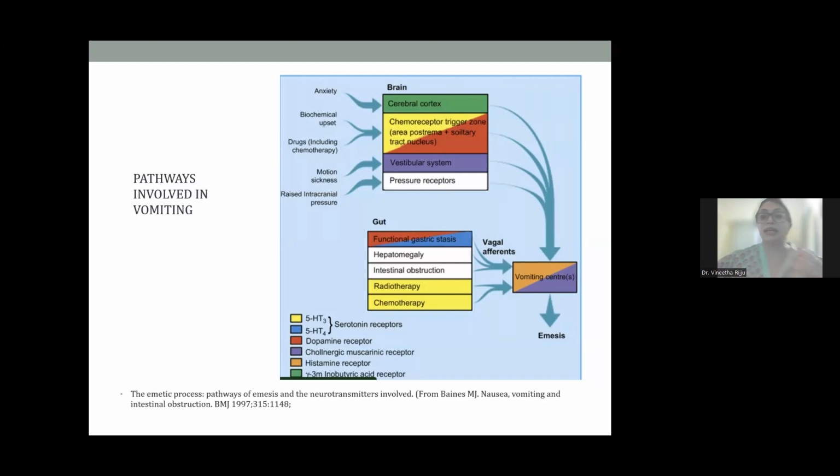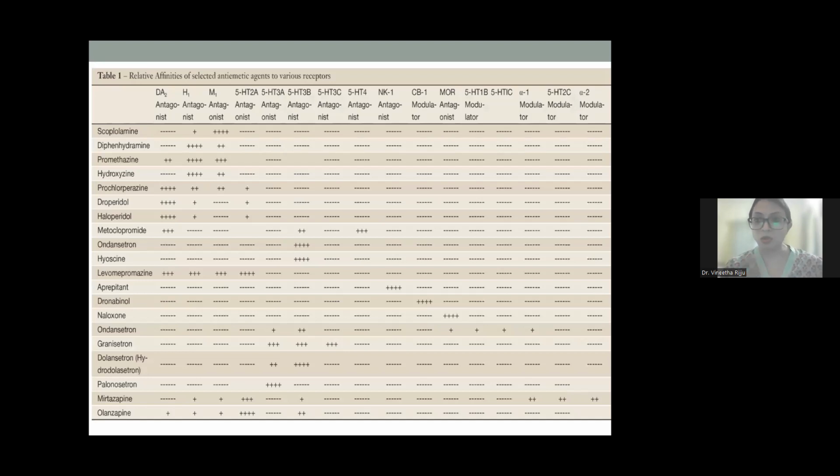Now that is why, if you see on the left hand side below, the colors given there represent which receptor it is. So for chemotherapy drugs, as you can see, it is the CTZ zone where it acts, and the receptor here is 5-HT3, serotonin receptor, and to an extent the dopamine receptor. So then once you know which is the receptor, then you can identify which is the drug that is more suitable for your patient. So here is a chart which you will be given in the slides, and you can have a look at this chart.